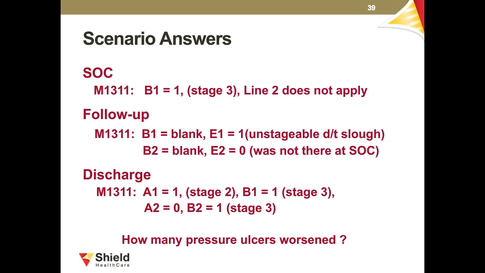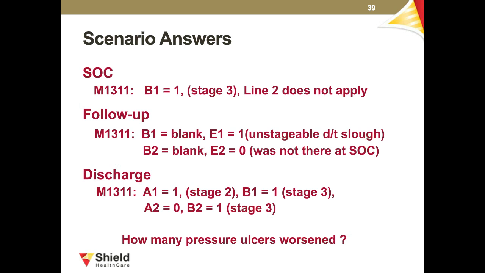When she had her follow-up assessment, according to the assessment notes, it was now unstageable, so I can't give it a stage. We know it was a 3 before, but I can't say it's a 3 now because it only showed as unstageable. You notice that at start of care, I only filled out line 1 because I don't do the second line on start of care or resumption of care. At follow-up, I have to do the second line as well as the first line.